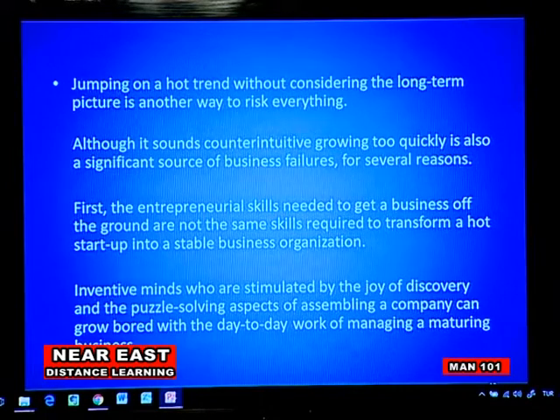Inventive minds who are stimulated by the joy of discovery and the puzzle-solving aspects of assembling a company can grow bored with the day-to-day work of managing a maturing business.